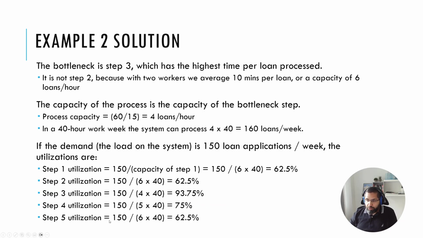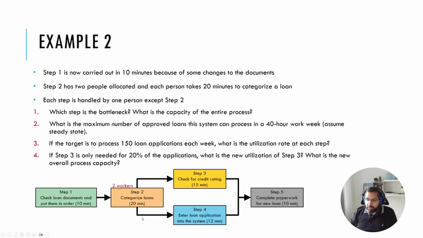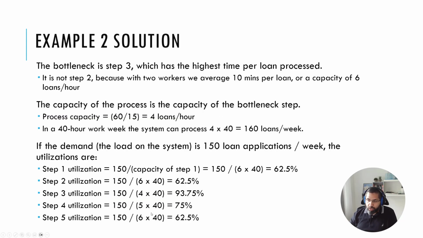So again, step 5 utilization is 150 divided by the capacity of step 5, 60 over 10, which is 6 units per hour, times 40 hours in the week. So that's 240 capacity per week. So 150 over 240 gives us 62.5% utilization. So I hope that is clear.